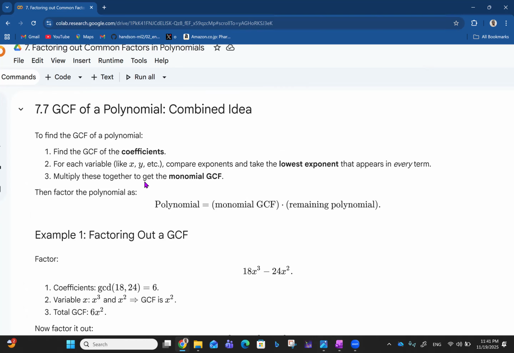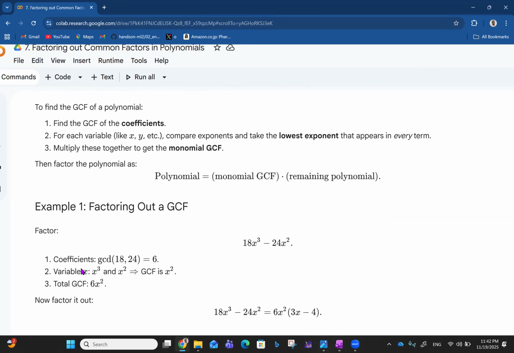Then multiply this together to get the monomial greatest common factor. Then factor the polynomial as polynomial equals polynomial greatest common factor multiplied by the remaining polynomial. So for instance, we have example 1. We want to factor out a greatest common factor here.